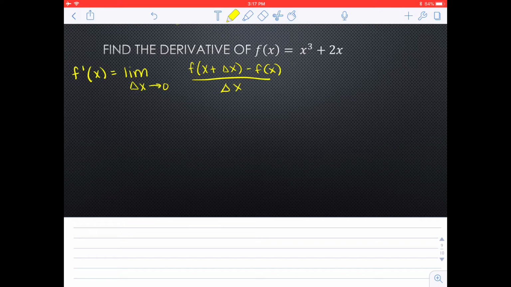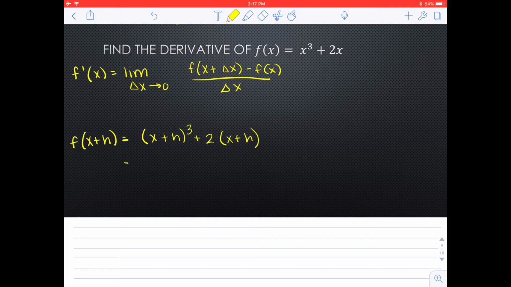All right, so looking at this problem, I am going to look for my f of x plus h, and that's going to be a little challenging because I have x plus h all cubed plus 2 times x plus h. You're going to want to start out by probably squaring your x plus h and then going ahead and multiplying that by the additional x plus h and then simplifying that on out. I'm going to go ahead and do this math for you.